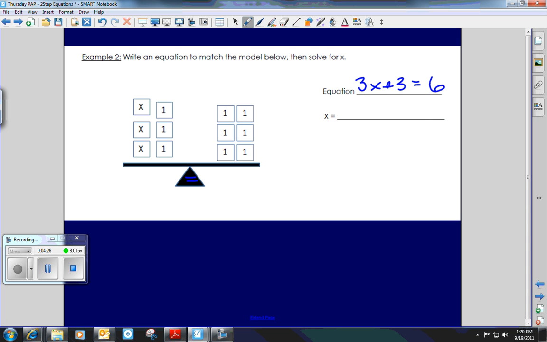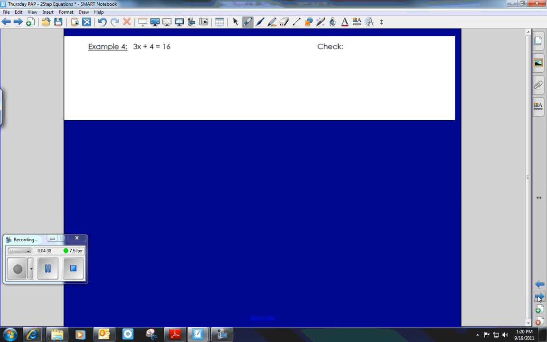So the first thing you're going to do is undo this addition of 3 here. You're going to get rid of positive 3 with negative 3. When you're done with that, you'll divide by 3 on both sides. Okay, let's take a look at, you're going to do example number 3 on your own. Example number 4.